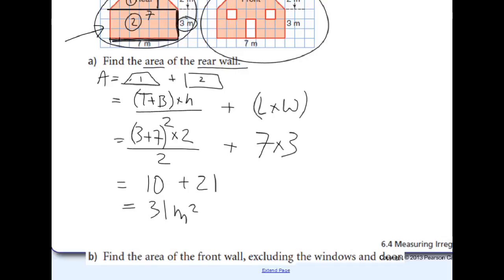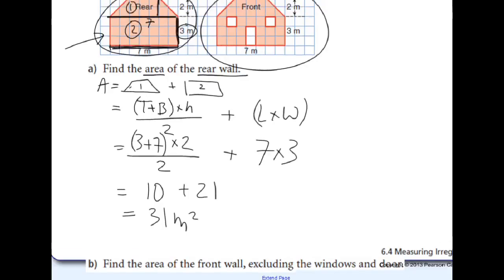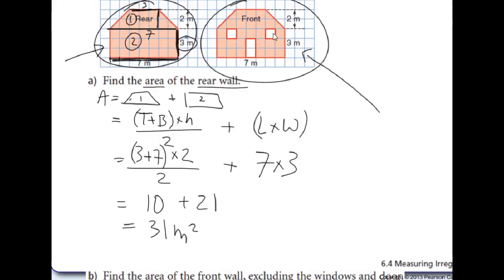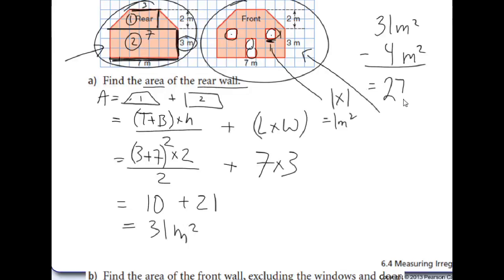Now the second part of the question says, find the area of this front wall here minus the 2 windows and the door. Well, we can simply do 31 meters squared, and we can subtract. This is a square here that is a 1 by 1 square. So that's 1 meter square here. The area of that little square is 1 times 1, or 1 meter square. So each square is 1 meter square. So how many squares do we have? We have 1, 2, 3, 4 squares. We can simply subtract 4 meters squared, and that will leave us with 27 meters squared. And that's the end for question number 2.